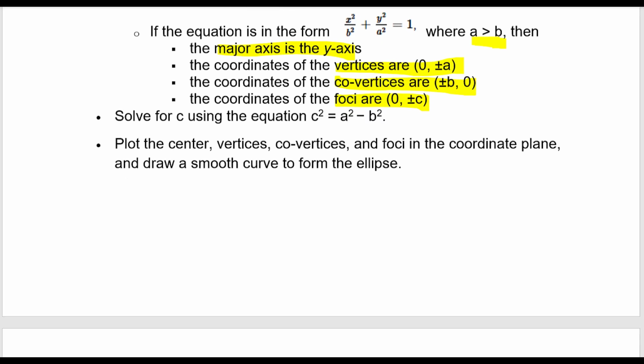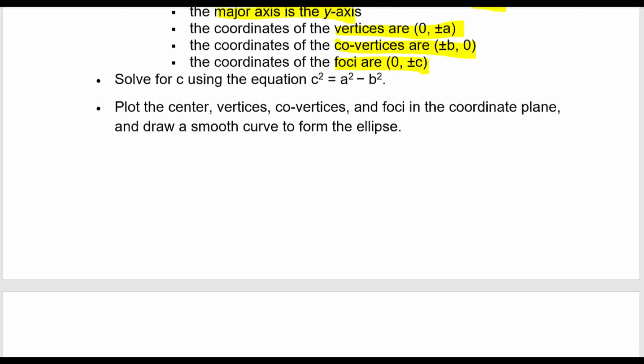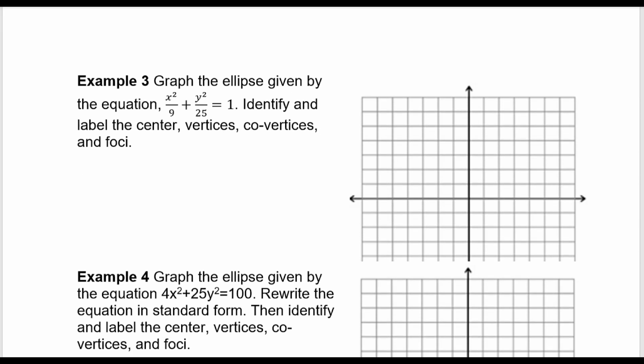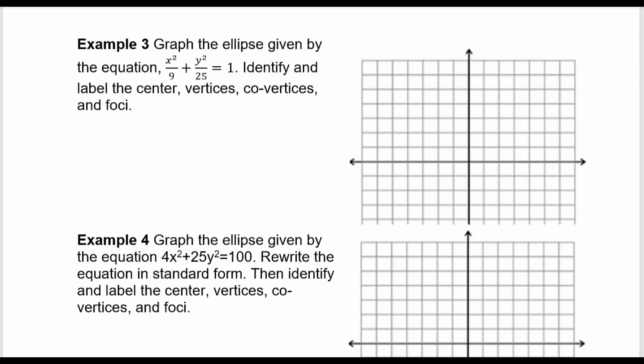Plot the center, vertices, co-vertices, and foci in the coordinate plane and draw a smooth curve to form the ellipse. Mine won't be that smooth, so we'll do the best we can. Okay, so in this case, y has the 25 there, so that means the major axis is vertical. So our a squared is 25, so a must be 5. B squared is 9, so b is 3.